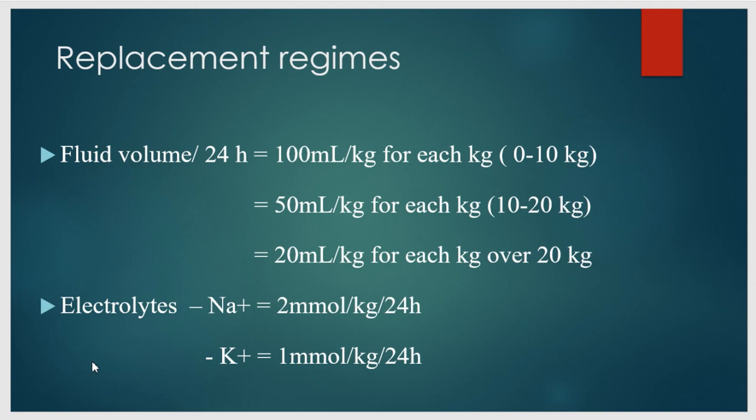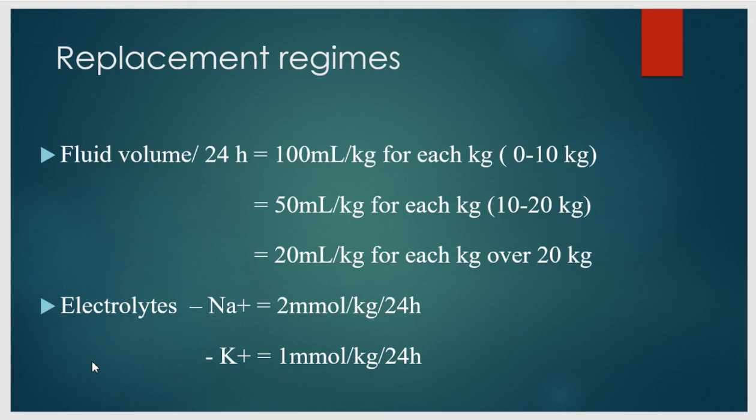Then for 50, the total weight, minus 20 kg, the remaining is 30. For 30 kg, each kg 20 ml. So in this case, again it will come as 600 ml, right? So add again this 600 ml to 1.5 liter, it will become 2.1 liter. So around 2100 ml fluid is required for a 50 kg weight person, right?